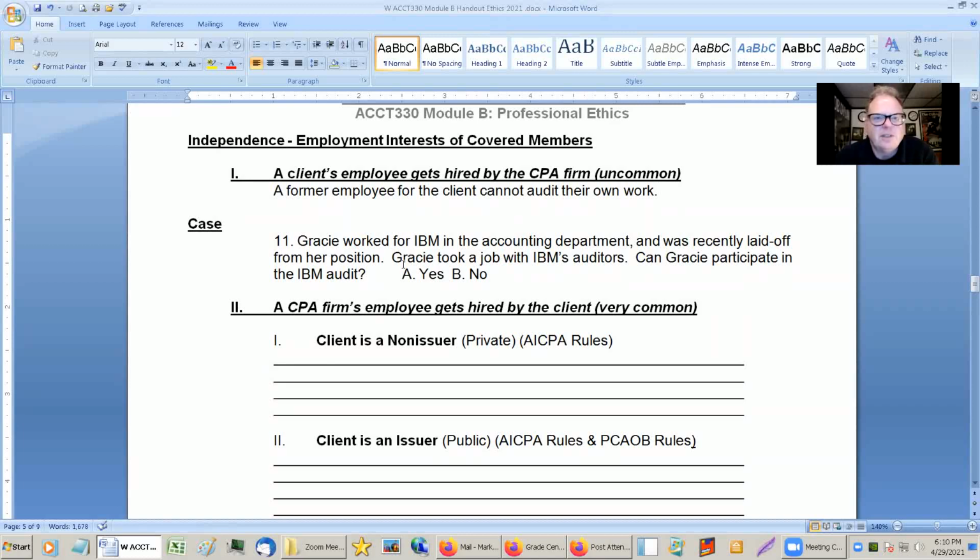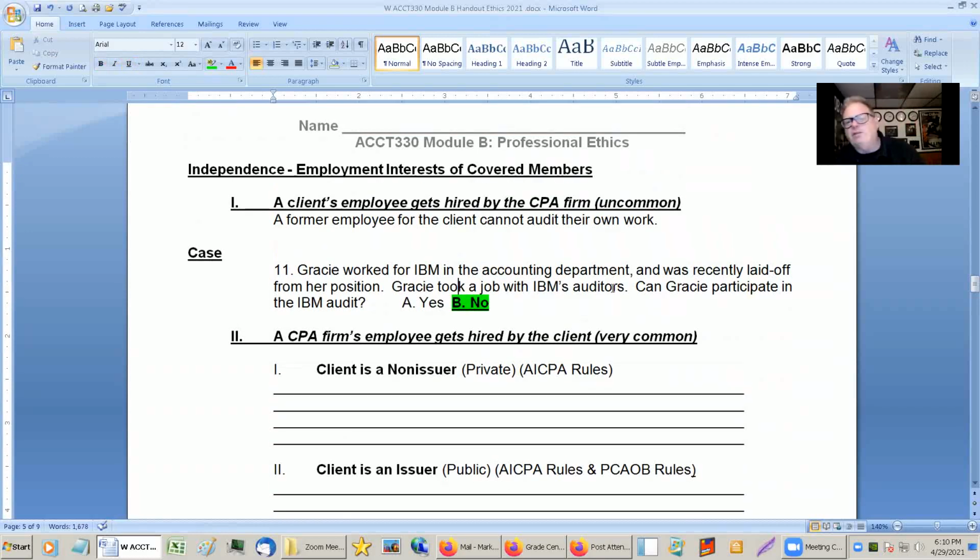Is it no? Yeah, she can't. No, yeah, because she'd be auditing her own work. What did I use? Green, okay. Yeah, so she can't be auditing her own work. So no, she cannot participate. Now, from an auditing point of view, you say, well, hey, we got someone with the work there. We can use them on the audit. They'll know everything. You can't do it. They'll be auditing their own work.